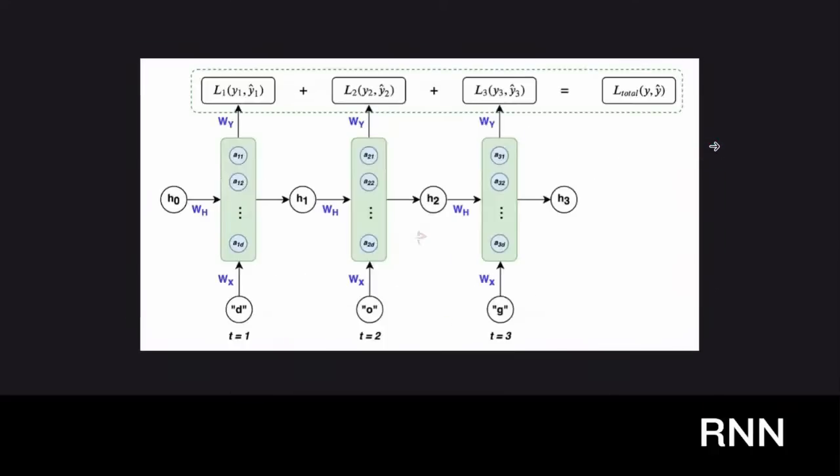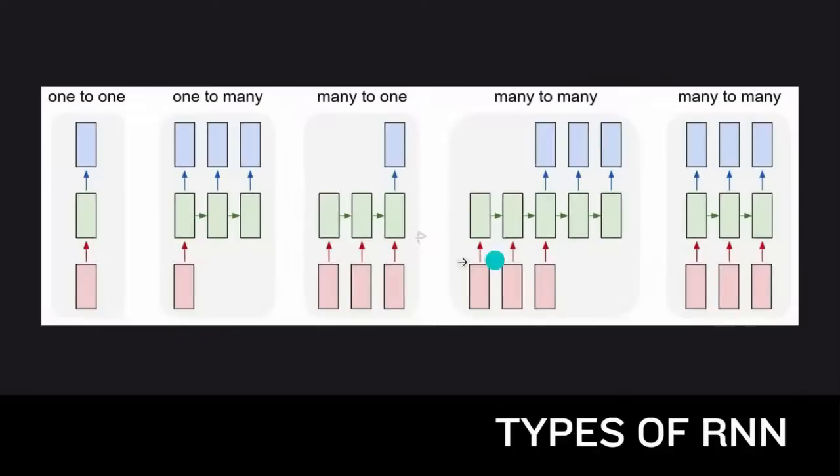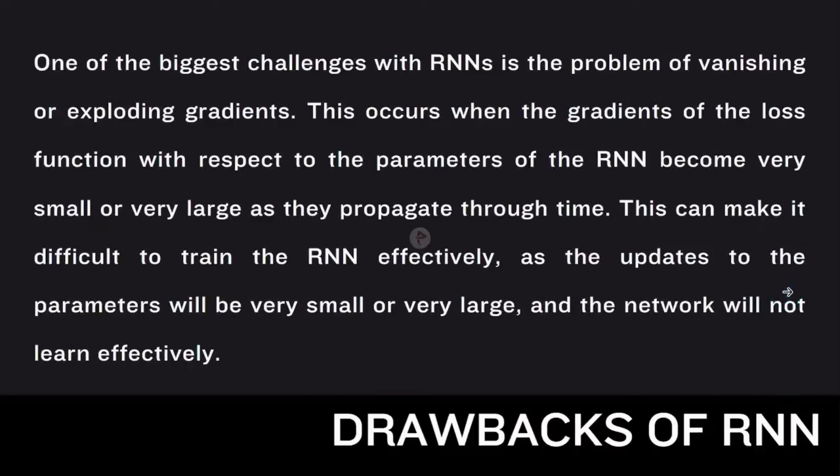So moving on, this is how the loss is calculated, and we have different types of RNN. We have one to one, which gets an input and produces an output. One to many, many to one, and many to many with different scenarios, equal lengths and otherwise. But this RNN, whatever we have seen, captures the sequential information.